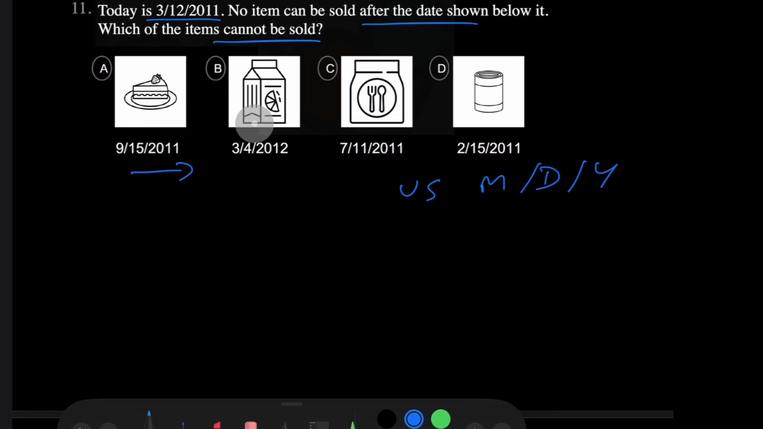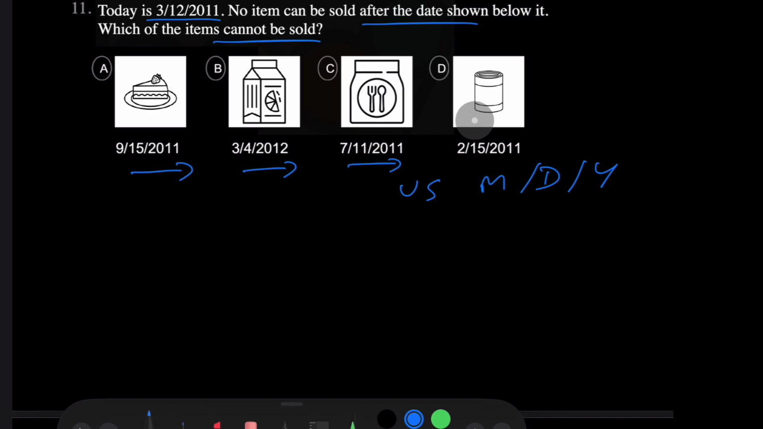In choice B, we first check the year, which is 2012, which is greater than 2011, so it is also in the future. In choice C, 2011 is the same as the current year, and then the month is 7, which is greater than 3, so this is also in the future.